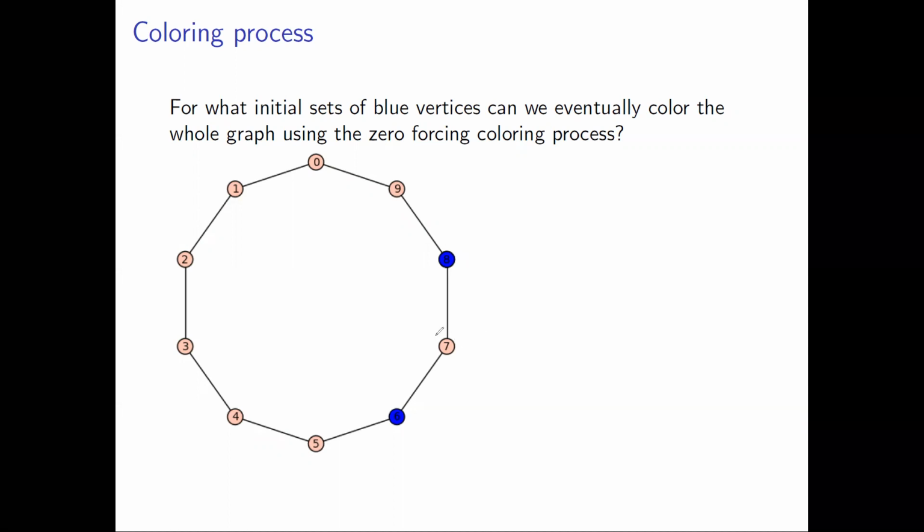Now, if my initial set of blue vertices had an extra blue vertex, so here's an extra one, so now I've modified the initial set. I have three adjacent vertices. Now we see the color change rule can be used to color this whole cycle.